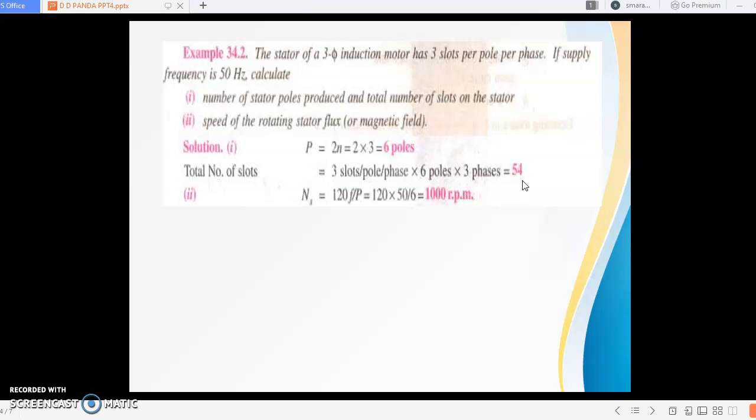Next, we will calculate the synchronous speed, whose formula is Ns equals 120 f by P. So, by putting frequency value and number of poles value, we will get 1000 RPM. Here, the synchronous speed value will be 1000 RPM. Thank you everyone.